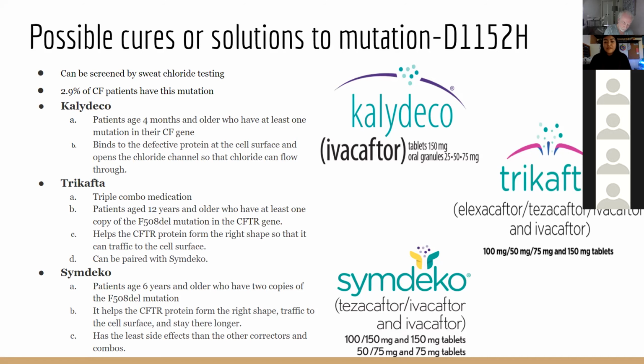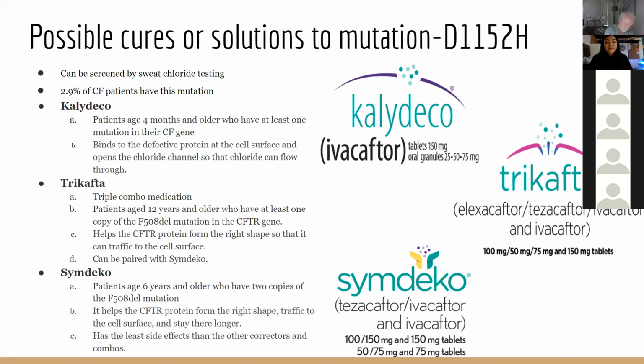This helps the F508del CFTR protein form its proper shape so that it can traffic and move through the cell surface. And this one can also be paired with Symdeko, because when it is paired, it helps the CFTR protein perform better than other modulators for more people that have cystic fibrosis.